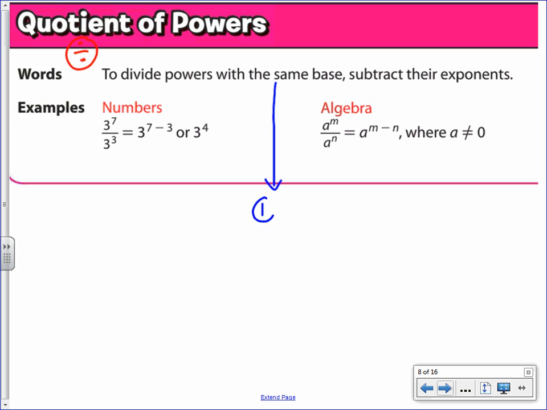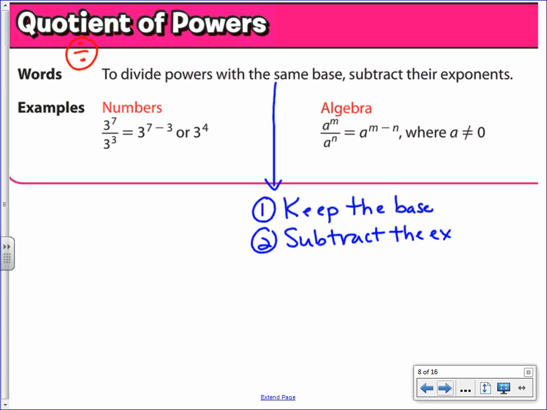Again, I don't like that this book doesn't tell you to, number 1, keep the base. I think that's an important step in the process. So keep the base, and step 2, as you have written in your notebook, is subtract the exponents. Okay? So dividing looks like this. We have 3 to the 7th, that power, divided by 3 to the 3rd. I keep the base. 3 stays a 3.